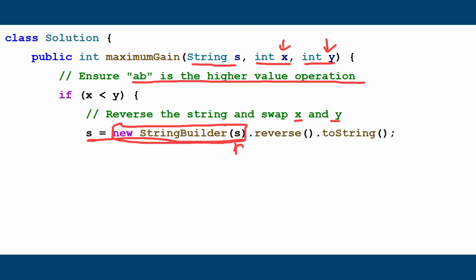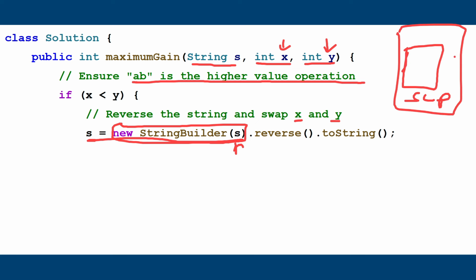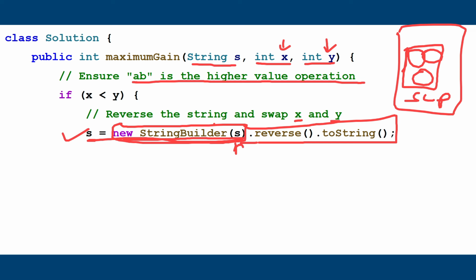Why? Because we can append or remove, and we can perform all the other operations easily, and it will not waste your heap memory, because strings live in the string constant pool in the heap. If you apply anything on a string, it will create new memory for the string. So for that, you create a new StringBuilder and do the reverse. Then you convert the object back to a string, so you get the new string again and update the value.